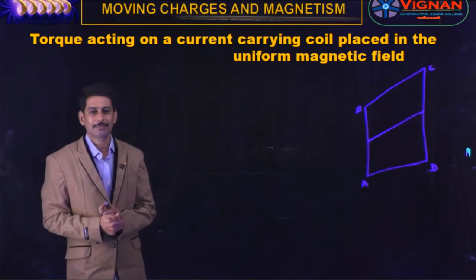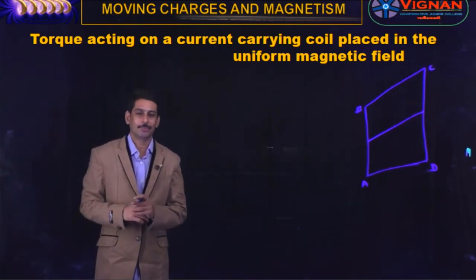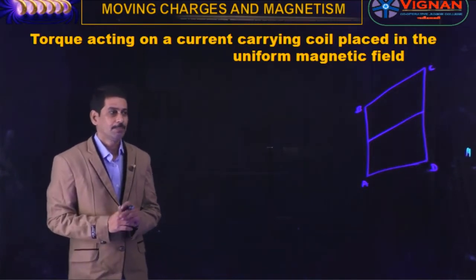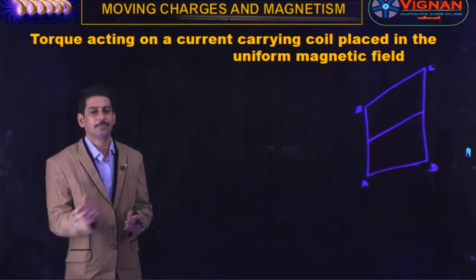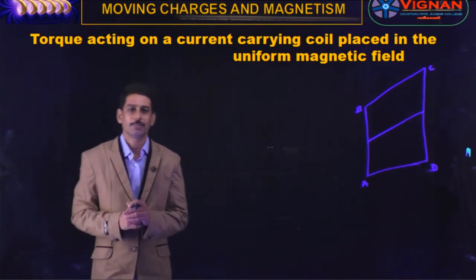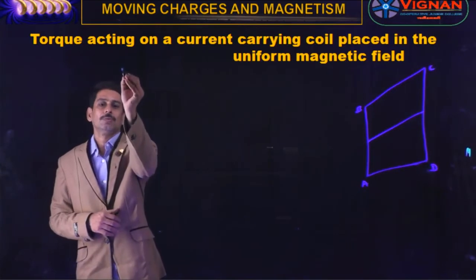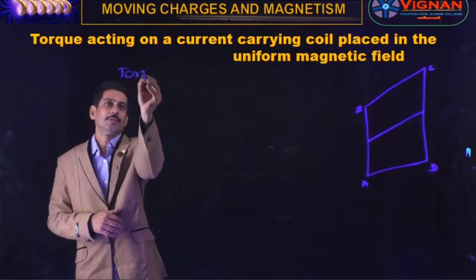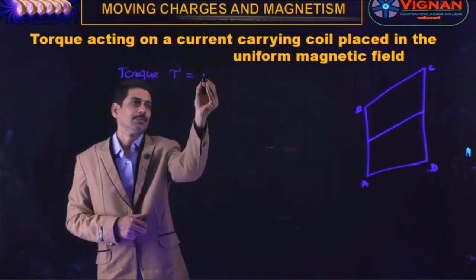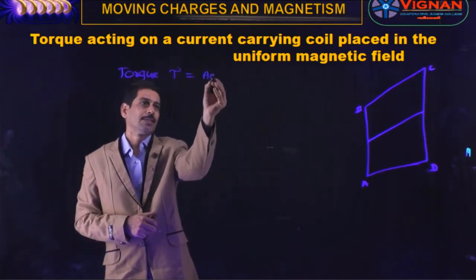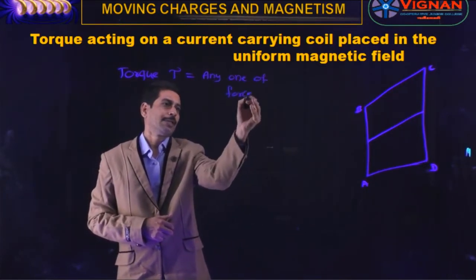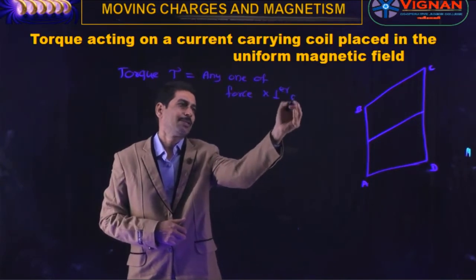Torque is nothing but, if there are two equal and unlike parallel forces acting at two different points, they form a couple. Because of the couple, there is a turning effect of the body, and the turning effect of the body is called the torque, and it is denoted by tau. The formula is the product of the magnitude of any one of the forces and the perpendicular distance. So this is the formula for torque.